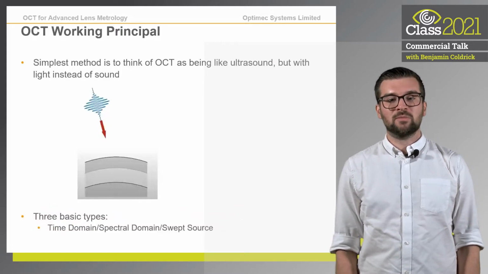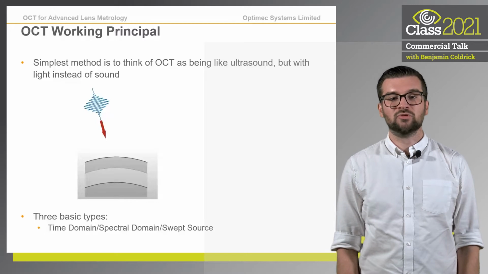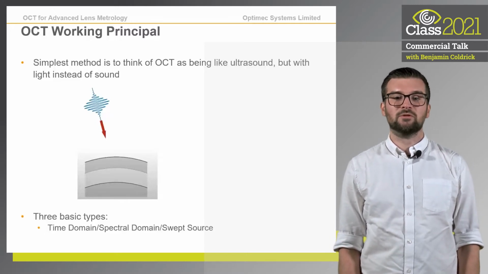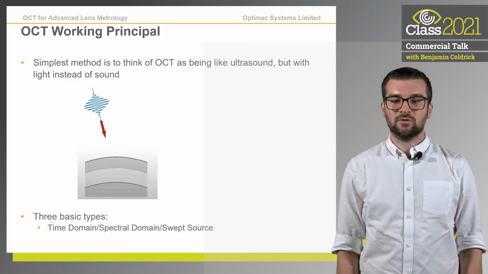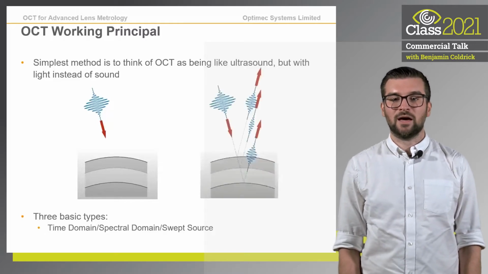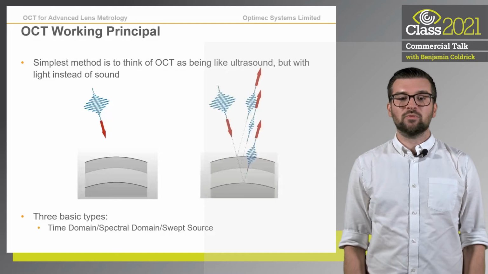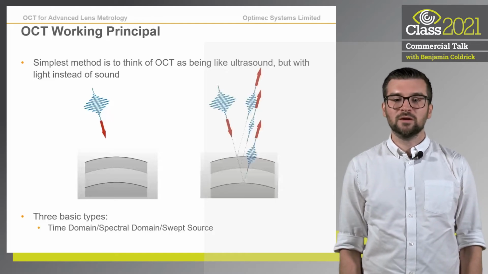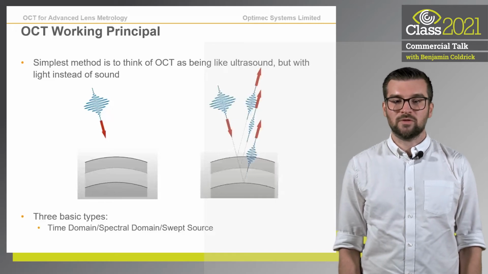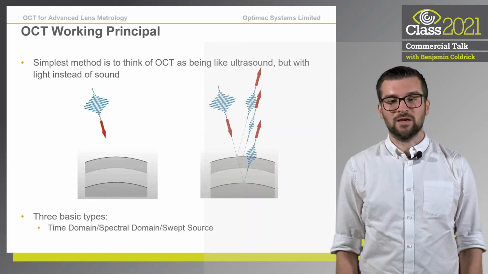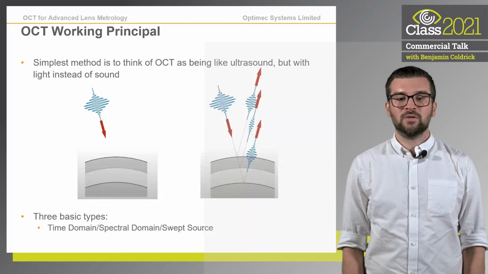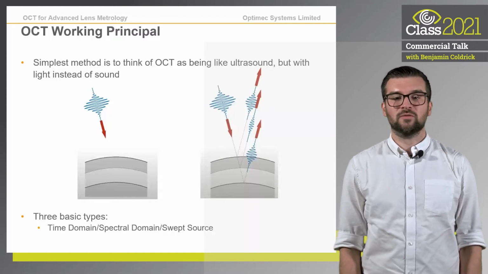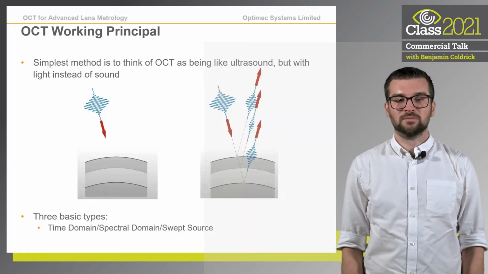The simplest way to think about OCT is that it is like ultrasonic measurement. A light pulse is sent into a sample, and the reflections, like sound echoes in ultrasonic, are received and analysed. There are broadly three types of OCT technology. The first, time domain, uses a time difference between the reflections to build up an image of the layers of a sample. The other two, spectral domain and swept source, use the interference between frequencies to build up the image.